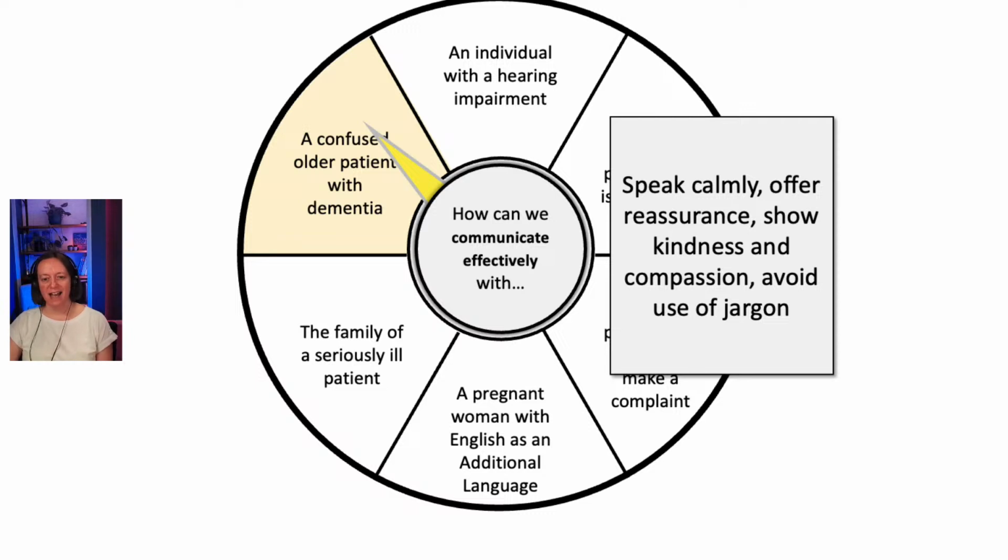You need to be kind and compassionate, and not use any jargon. Jargon is words that maybe only healthcare professionals understand. You need to think about an older person with dementia, who may have limited capacity to understand, especially if they're upset or confused or lost, okay? So it's about clear, calm communication, using simple language. It doesn't have to be patronising, but it should be simple language, and being really kind and compassionate.